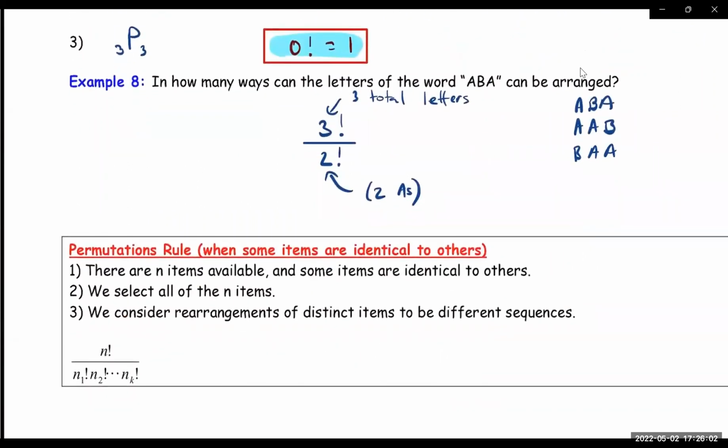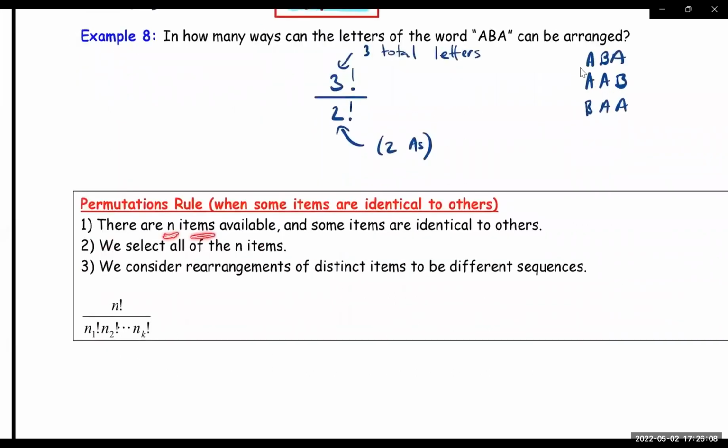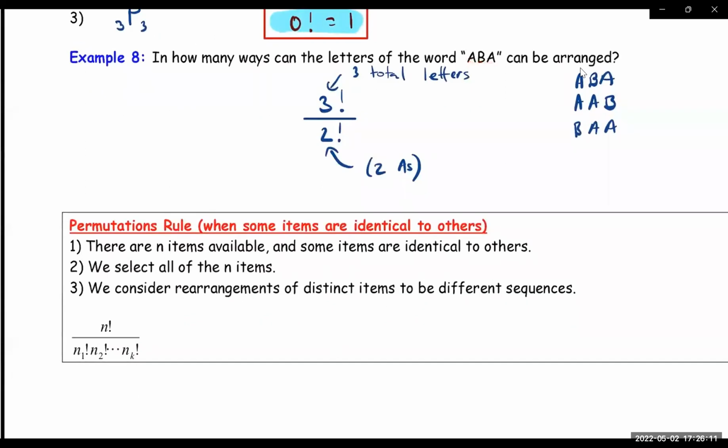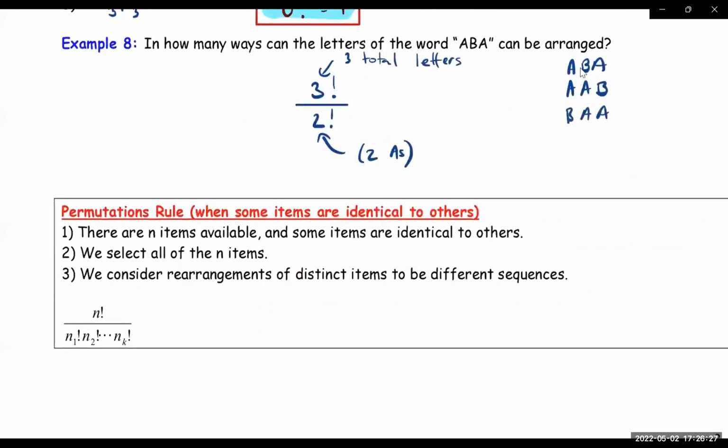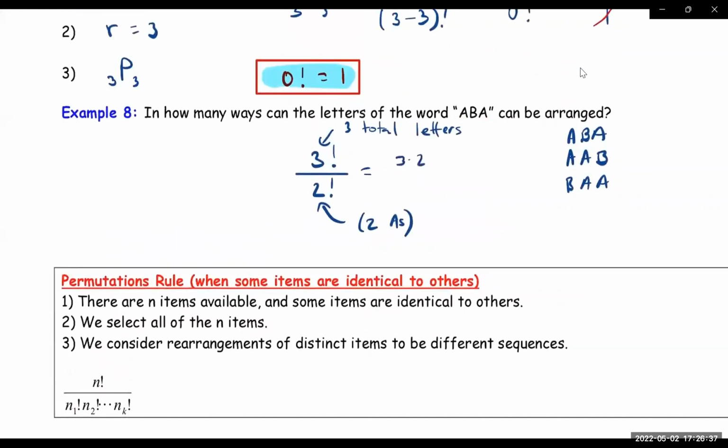So that's what they're saying here. It's called the permutations rule. When some items are identical, and there are n different items, there's 3 items here, 1, 2, 3: A, B, A. We select all of the n items, n factorial, and then we consider the rearrangements of distinct items to be different. So then you just divide by the number of repeats. The A repeats twice, so you have to divide by 2 factorial. The final answer is going to be 3 times 2 times 1 over 2 times 1. There it is. The answer was 3.